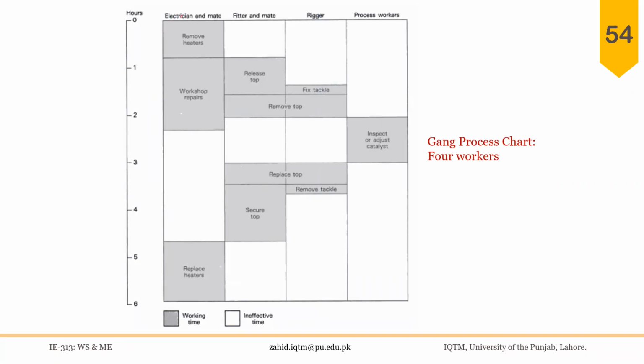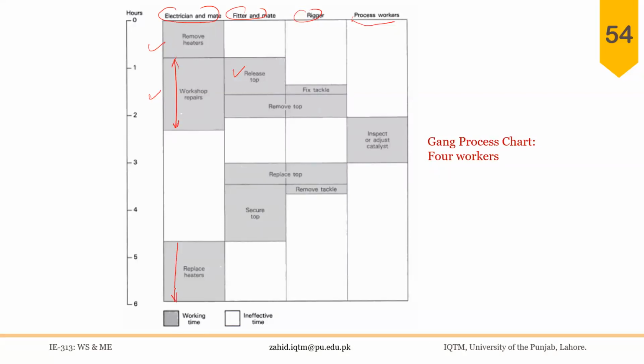So in this case, we have four people in the group: electrician, fitter, rigger, and process worker. And each of them is performing certain activities. For example, electrician is removing heaters and he is doing this activity. And then you can see the same for fitter, what activities he is performing. And you can see that we have drawn these activities to time scale. So this length, this height should be according to a time scale.